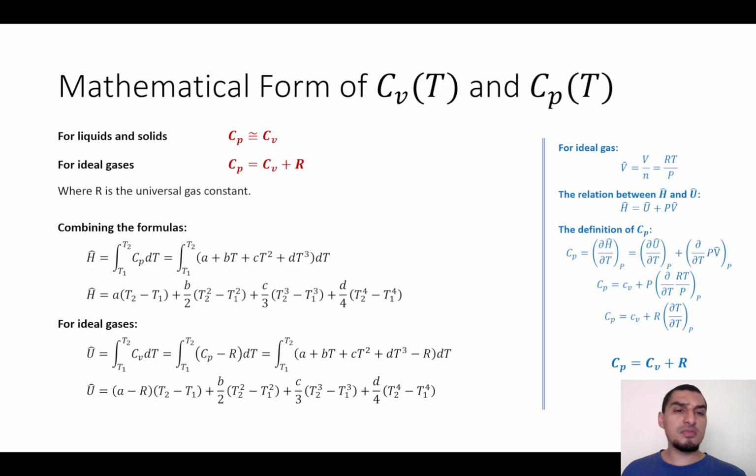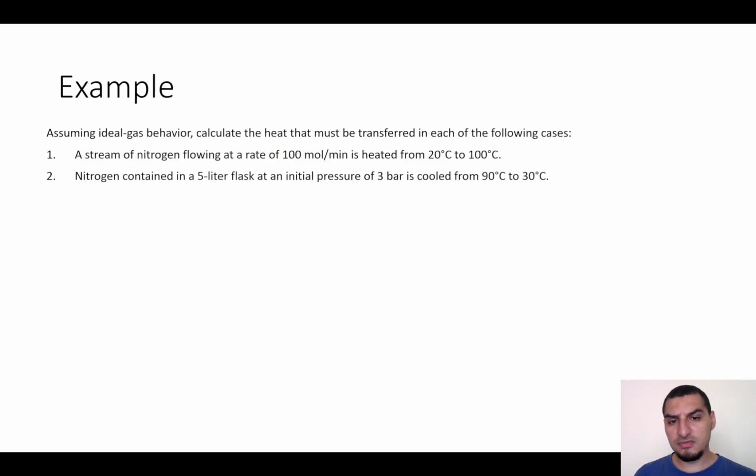There's one last thing that is related to this relation for ideal gases. I put the derivation here that you can use to reach this information. We say this is for ideal gas. So we start here with the ideal gas, combine it with the relation between H and U in order to get the relation between Cp and Cv. You can go through this. It's very simple and straightforward, and you can check it by yourself.